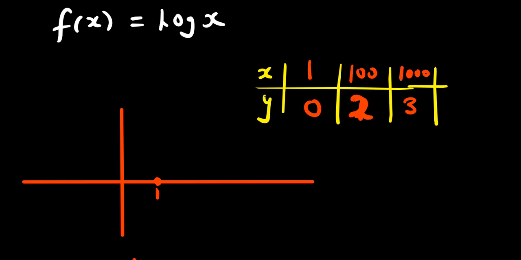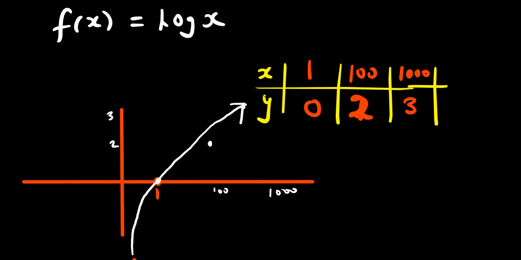Then if we say x is 100, let's say 100 is somewhere here. So another point would be, let's say 2 is somewhere there, so it will be a point like that one. Then if we say x is like 1000, let's say 3 is somewhere there, so another point to be there. So this graph is going to be coming from this direction and it passes through these points going in that direction. Okay, so this is how we're going to solve it.